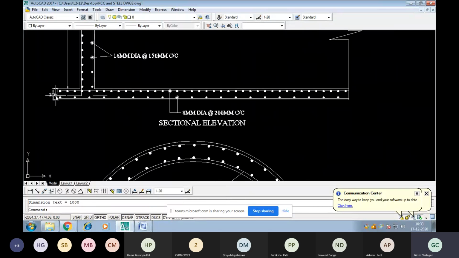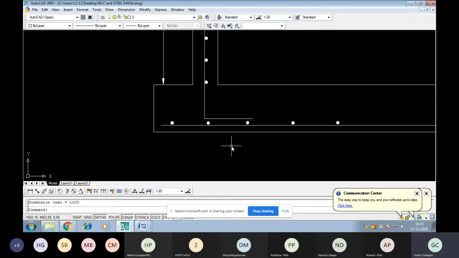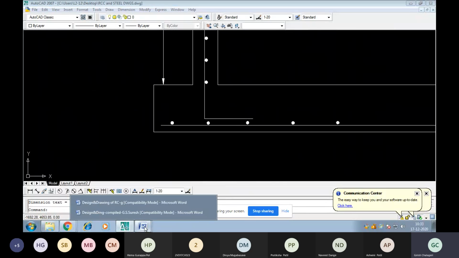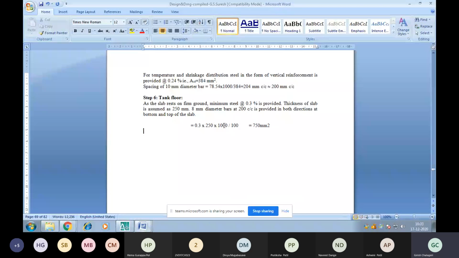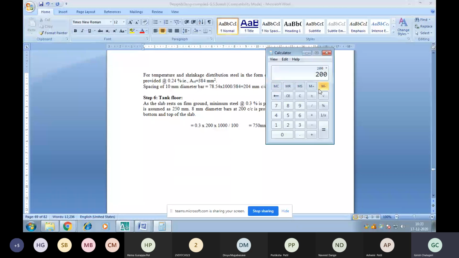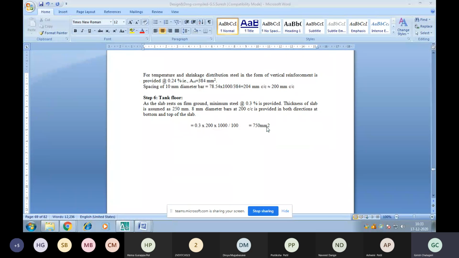So here we can see they have taken the thickness of slab as 200 here. Let us take 200 as the thickness of slab instead of 300. So what could be the value? 200 into 10 into 0.3, 600 will be the area. So the total area of steel is 600. We can see it. So here we have written 600.